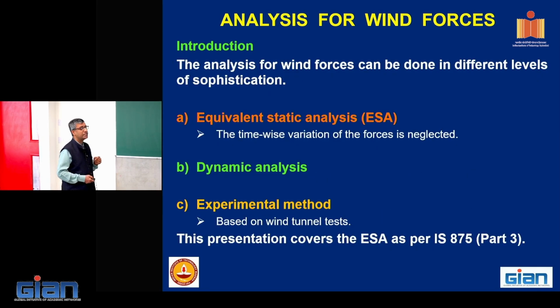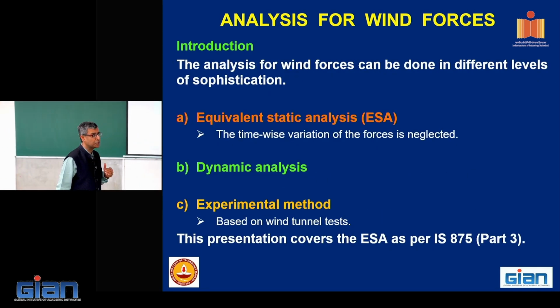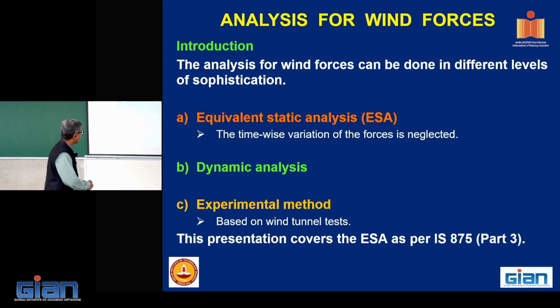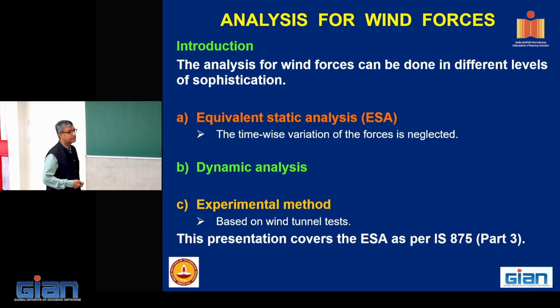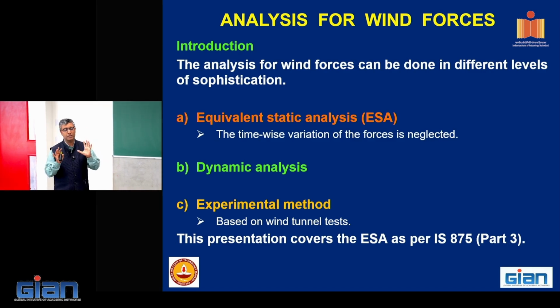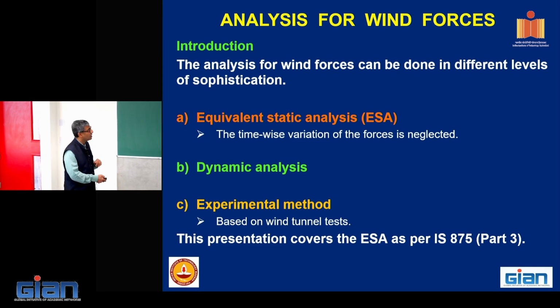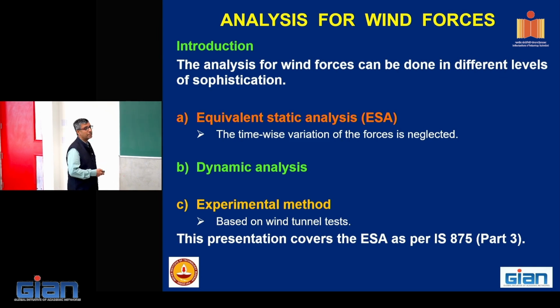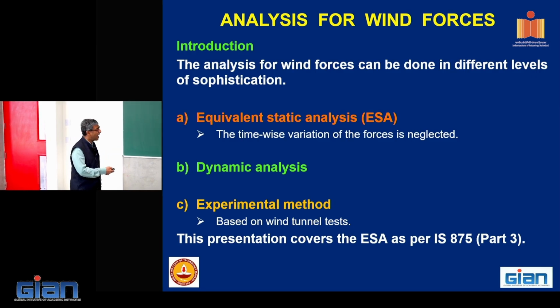Now, for wind, there can be different levels of sophistication of analysis. The one that I am covering today is the equivalent static analysis. That means all this dynamic behavior, we are saying no, we will be doing a static analysis, but hopefully that will give a conservative result. There can be dynamic analysis for bridges or tall buildings, and experimental methods like wind tunnel tests. I am just covering the first one as per IS 875 Part 3.